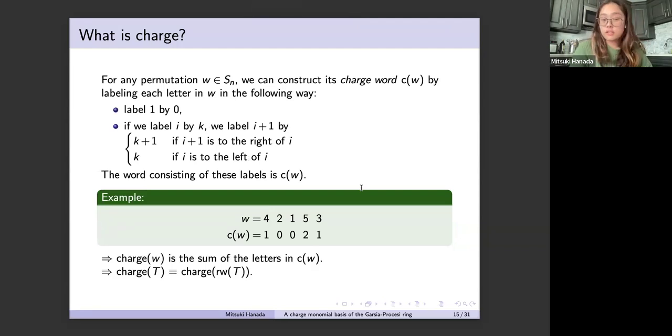The charge statistic of a permutation is just going to be the sum of these letters in the charge word, and the charge of a standard Young tableau is just going to be given by the charge of the reading word of the tableau. So even though here I've only defined how to construct the charge word of a permutation, we can use this to define the actual statistic on the permutation, as well as define the statistic on all standard Young tableaux as well.